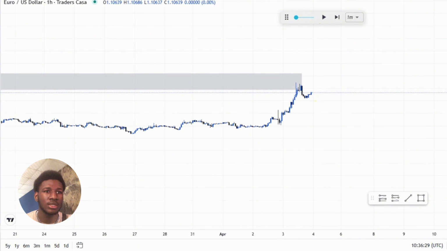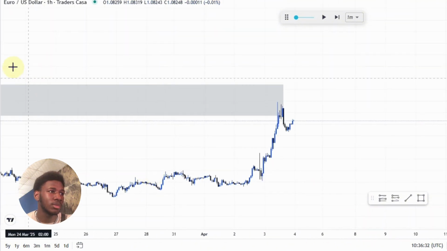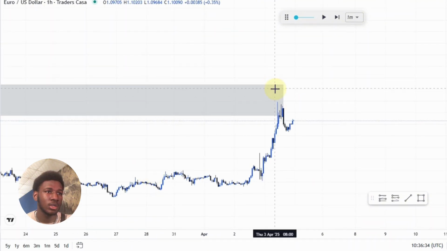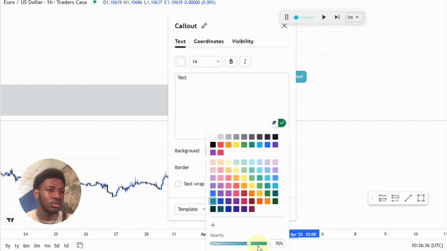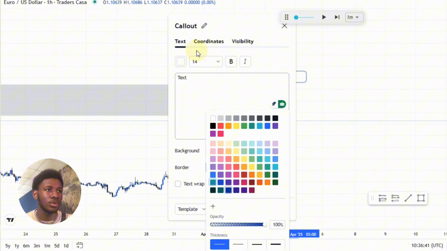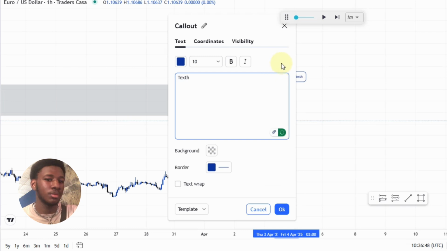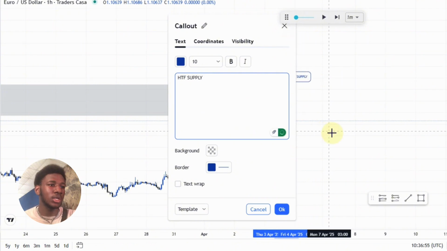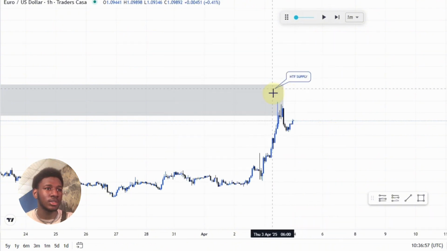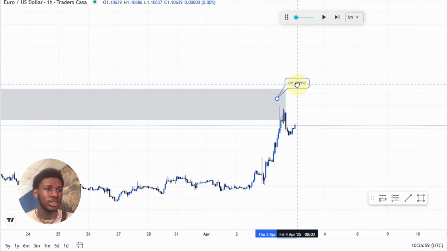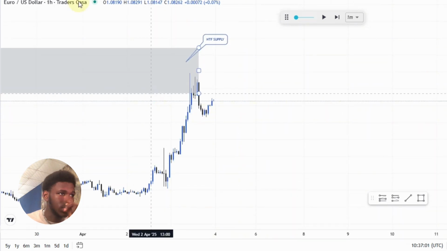So this is the higher time frame supply zone. I'm just going to mark this out. Right, so this is our higher time frame supply zone. This is our higher time frame supply, right? And price has mitigated it. And what happened, guys? We have this drop.